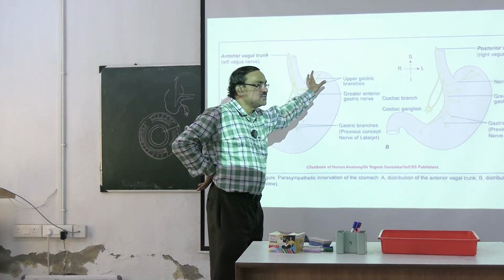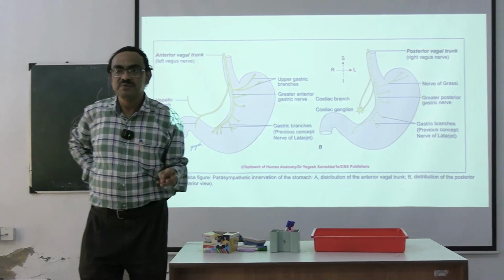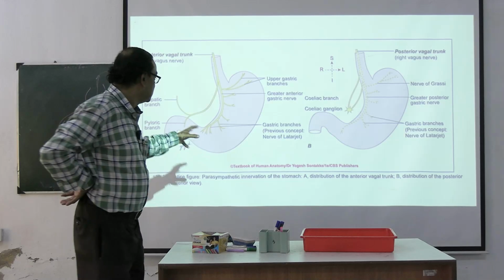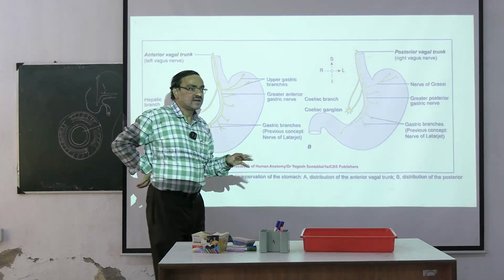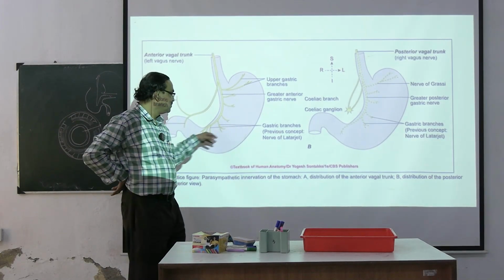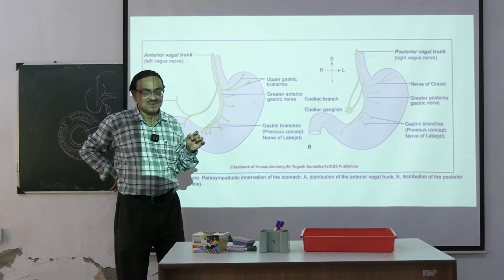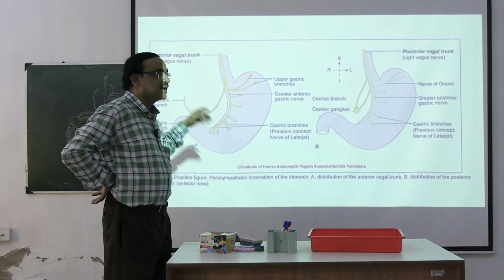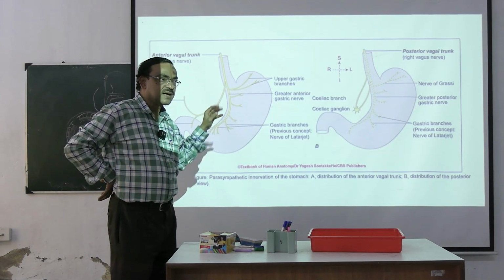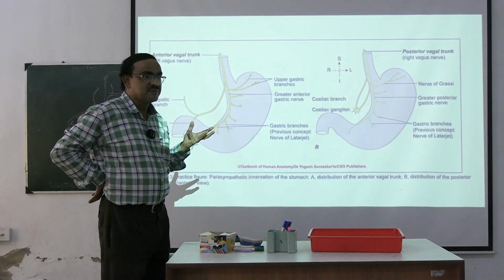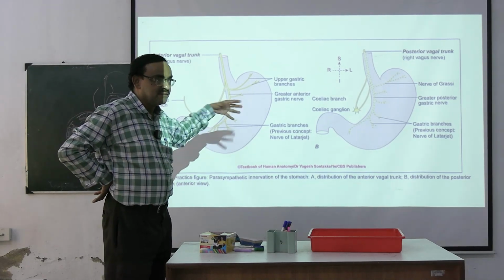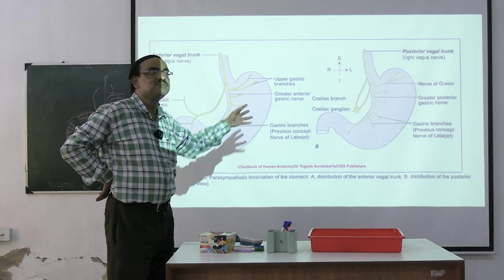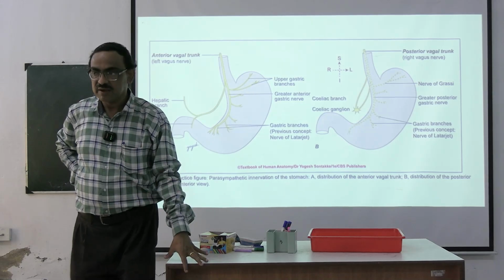That means only the branches supplying the parietal cells are cut, because in truncal vagotomy the pyloric region will get affected. So there will be dumping syndrome. You will know in physiology. Gastric emptying will be affected, because the nerve accelerates the gastric emptying. So if the nerve is cut, gastric emptying will be affected.